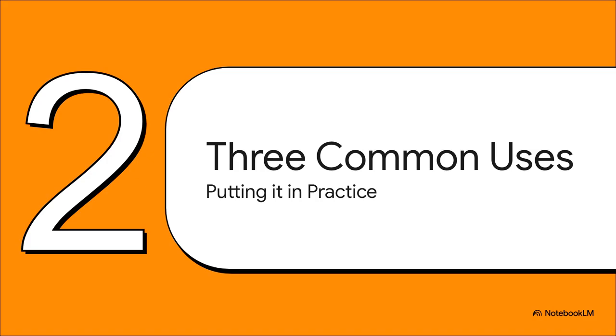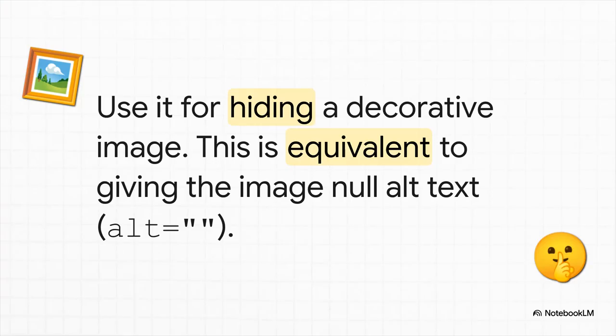Okay, theory is great and all, but where are you actually going to use this thing in your day-to-day work? Let's run through 3 super common use cases. First up, decorative images. This one's a no-brainer. If you've got an image that's just there for visual flair, like a swoosh or a background texture, you can use role equals presentation. It does the exact same thing as an empty alt attribute, alt equals empty. It just tells the screen reader, nothing to see here, move along.